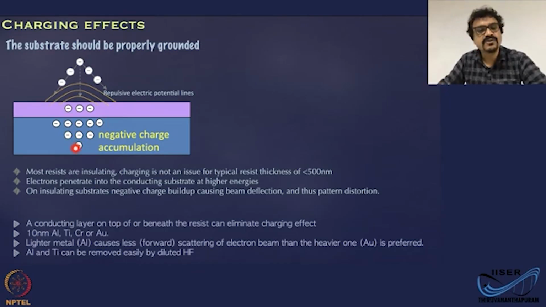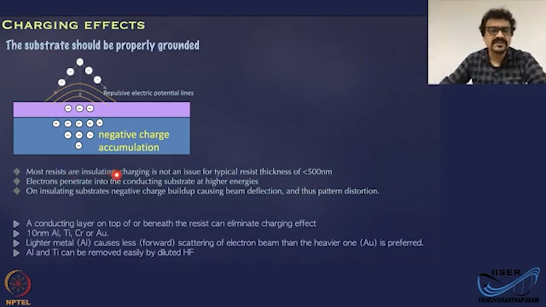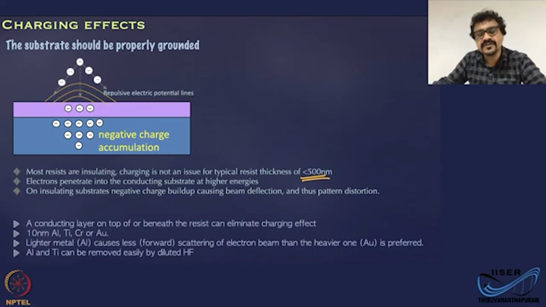So you cannot directly write onto any substrate which is highly insulating or even semi-insulating, because the charging effect is going to affect your resolution and also the pattern feature. So you need some kind of mechanism to remove this charge as soon as it falls on the substrate. Okay, but generally most of the resists are actually insulating. They are polymers. But here the thickness of the resist is really small, almost a few hundreds of nanometers. So the primary electron beam which falls on will directly interact with the substrate, which is assumed to be conducting. So the charging effect is not a huge issue when you use a thinner polymer.